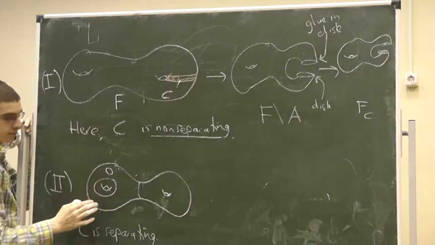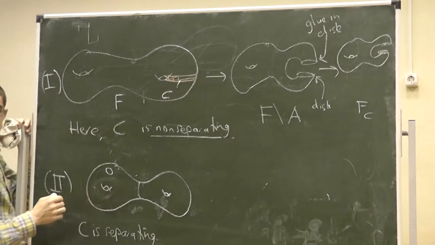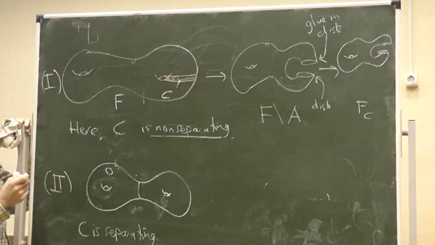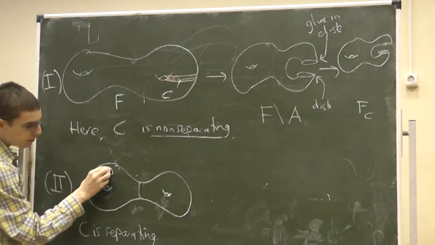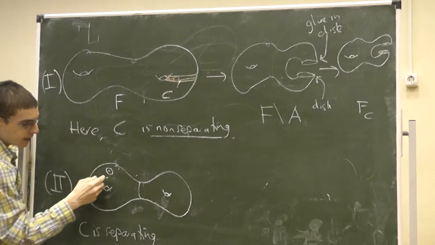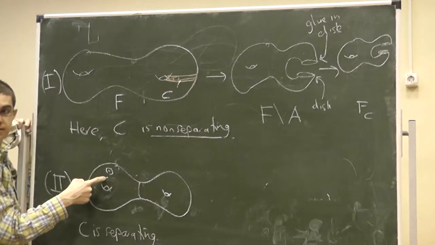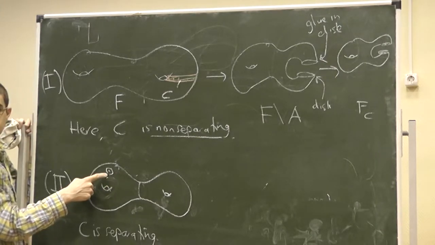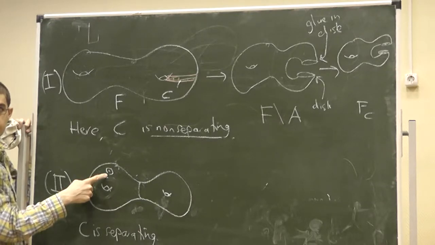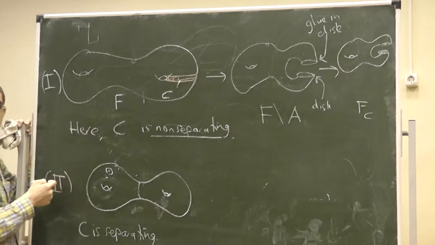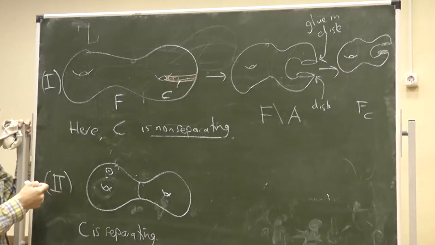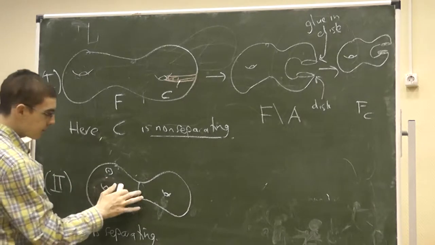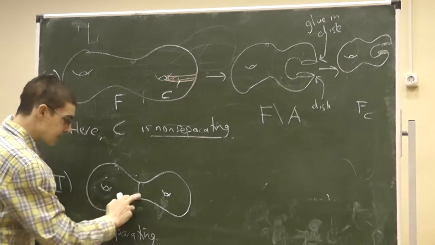When it cuts and when it does not cut the surface into components. It would, because this point here and this point here, I can't get from this point to this point without going across the circle. It cuts into two components. So this would be separating, this would be separating. Okay, but this is a good example.